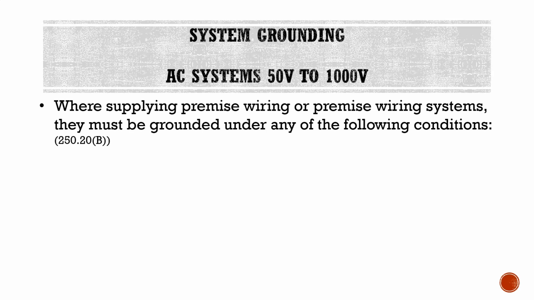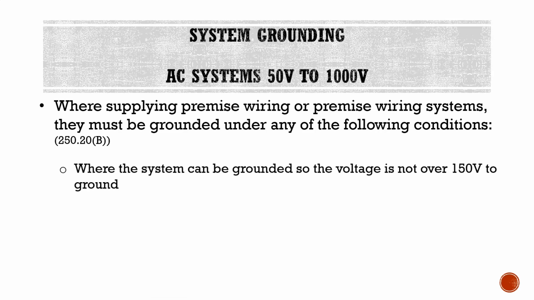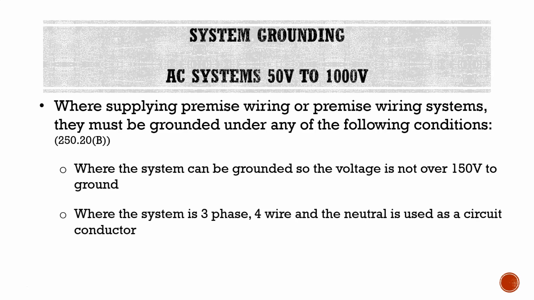Looking at AC systems 50 volts to 1,000 volts now, for supply premise wiring or premise wiring systems, they must be grounded under any of the following conditions. So once again, we have a list of conditions. If we hit any of those conditions, we have to ground our system. Where the system can be grounded so that the voltage is not over 150 volts to ground. In other words, if we look at it from a theoretical standpoint and say, well, if a ground existed, it would limit the voltage to 150 volts, being not over 150 volts to ground, then we would have to ground it in that situation.